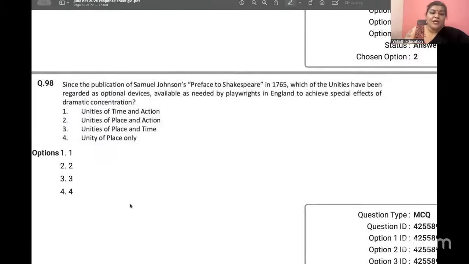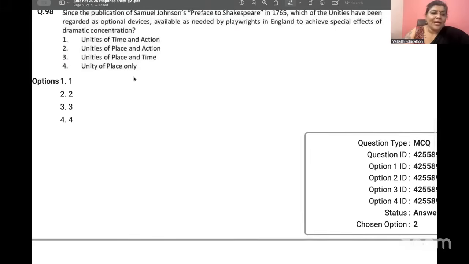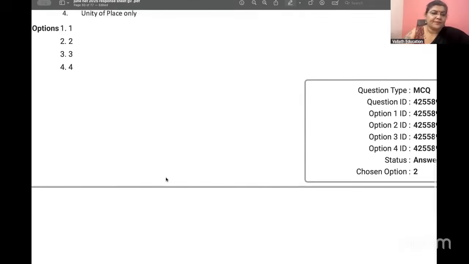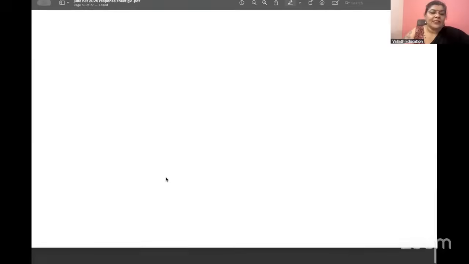Then, since the publication of Samuel Johnson's preface to Shakespeare in 1765, I have taught you this. Samuel Johnson said that unities of place and time are only cumbersome. Unity of action is important. This is a very major concept. Unity of time and place are only cumbersome, he said. So the answer is unities of time and place. Okay, next question.